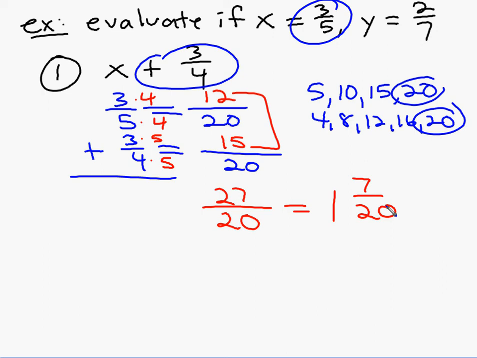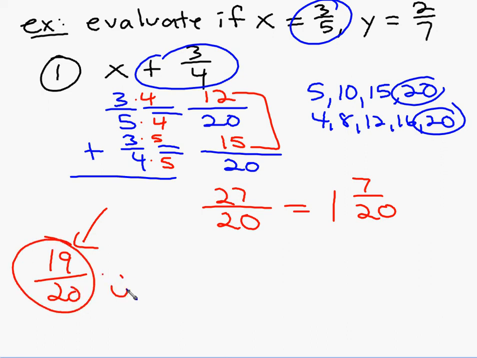Now let me ask you a question. Is every fraction improper when you get an answer? If I would have added these two fractions and I would have got something like 19/20, do I need to do anything else, or is my answer good? If you get something like this, you're done. Smiley face, problem's over. But if you get something like this where it's improper, then you have to write it as a mixed number. And we're going to stop there for today.